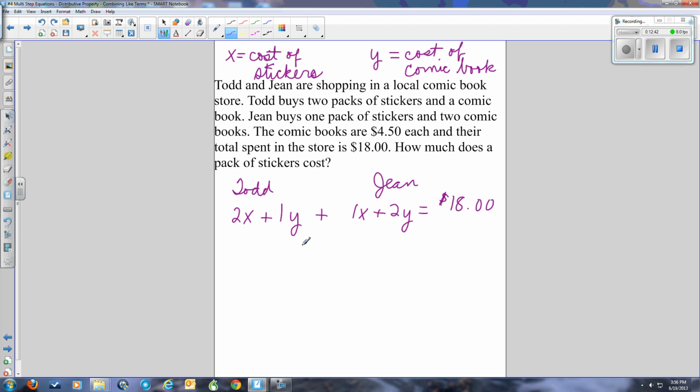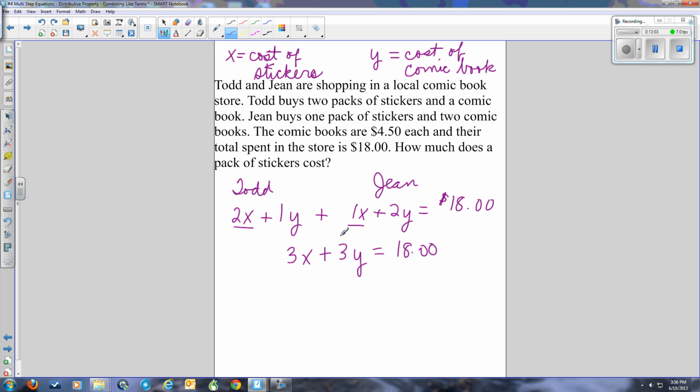So now we have an equation to solve. Let's combine our like terms. So we have 2x plus 1x. That gives us 3x. 1y plus 2y. That gives us 3y. And we have $18 here.